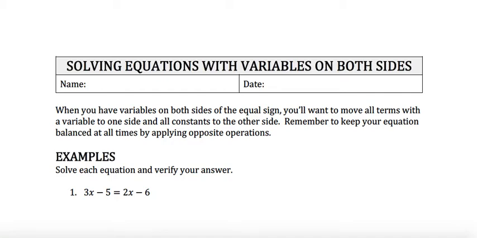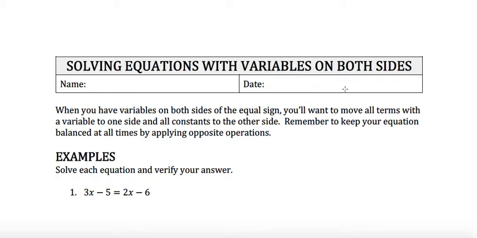Solving equations with variables on both sides. When you have variables on both sides of the equal sign, you'll want to move all the terms with the variable to one side and all the constants to the other side. Remember that when we're doing this to solve the equation, we have to keep our equation balanced at all times by applying the concept of opposite operations.